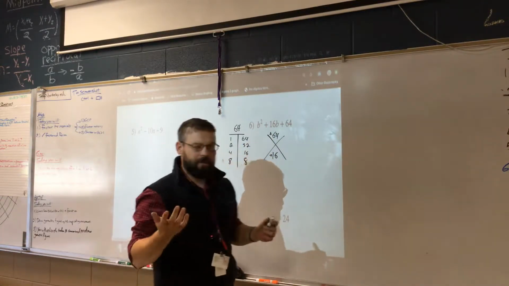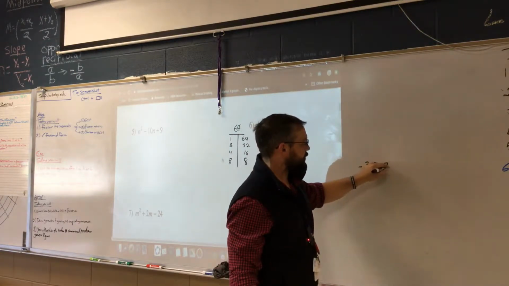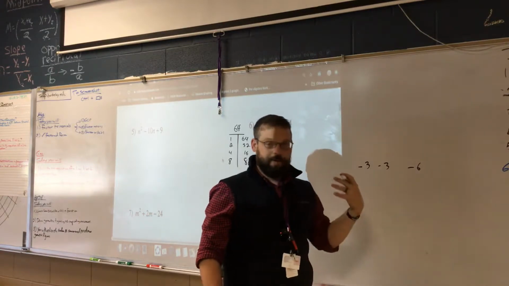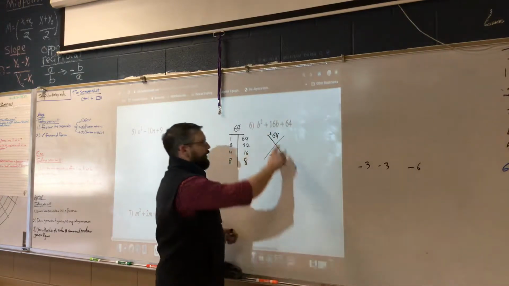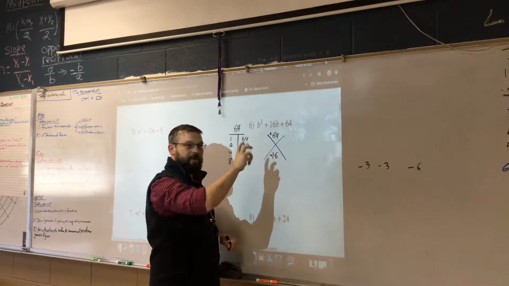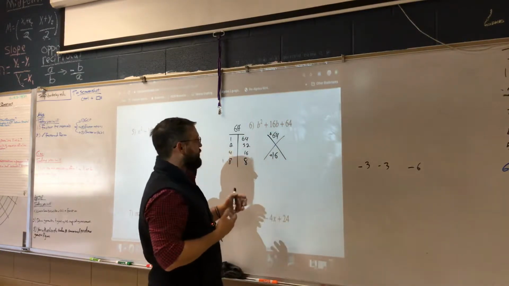For instance, if I had negative 3 and negative 3, that'd give me a negative 6, but when they multiply, they give me a positive 9, right? So that's why this sign right here is determining whether they're positive or negative. If that sign's positive, they will give me a positive 16.